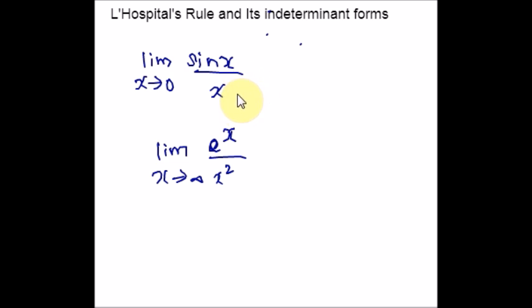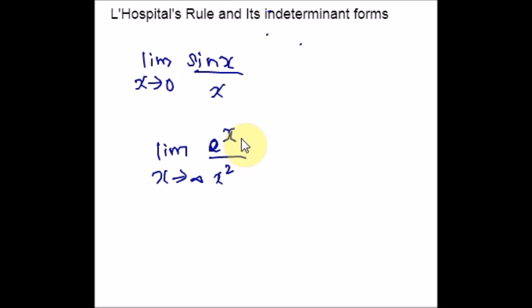Please have a glance over these two examples. Limit x tends to 0. If you apply this limit, sin 0 divided by 0, this would become a 0 over 0 indeterminate form. But we can't factor this one as we did the previous two examples.